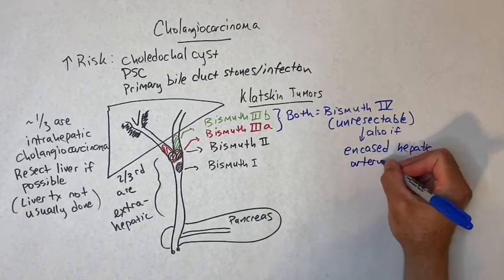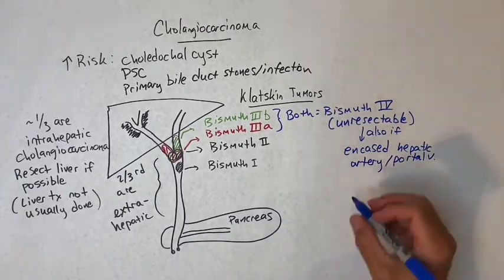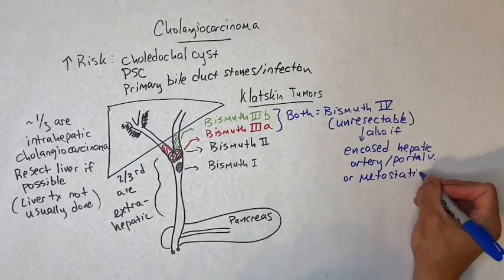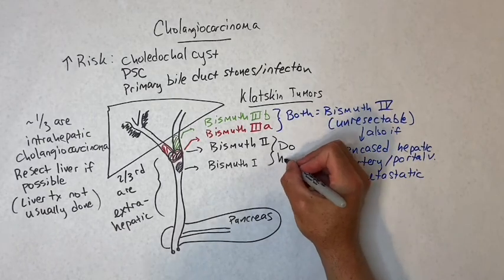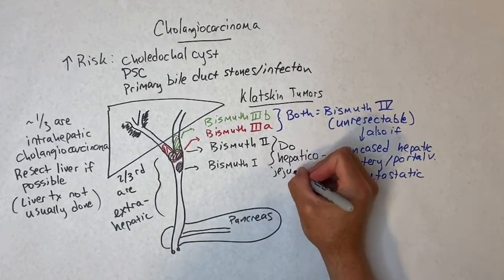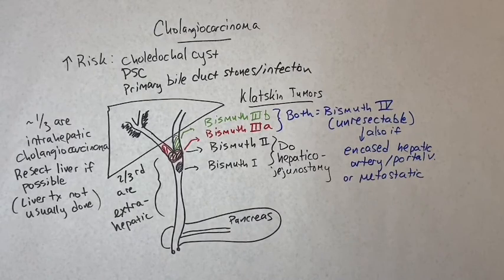For Bismuth 1 or Bismuth 2 Klatskin tumors, all you really need to do is resect the extrahepatic bile duct, and you may need to follow this into the intrahepatic bile duct in order to get negative margins, and this would require a biliary reconstruction such as hepaticojejunostomy.